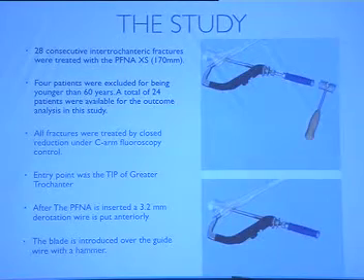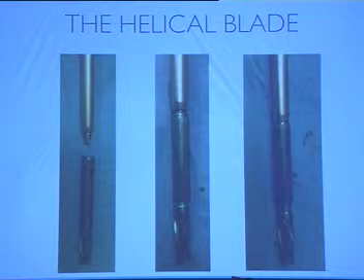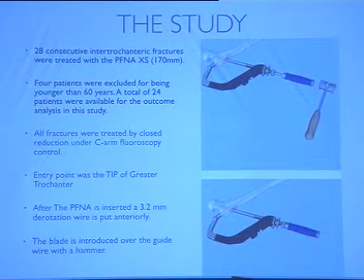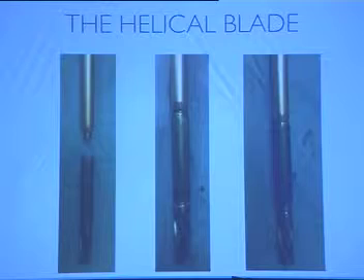of the study. 28 consecutive intertrochanteric fractures were treated with the PFNA extra small nail. 4 patients were excluded because they were less than 60 years old. So a total of 24 patients were available for outcome and analysis of the study. All fractures were treated with closed reduction under C-arm. Entry point was the GT tip. And after the PFNA was inserted, a 3.2 mm derotation wire was put. The blade was introduced over a hammer.